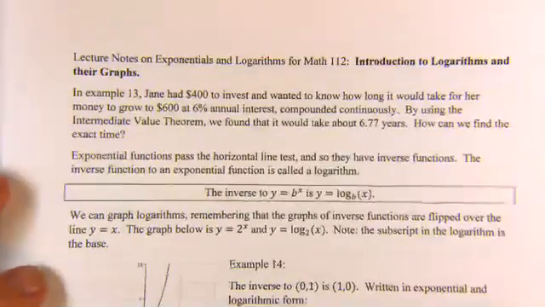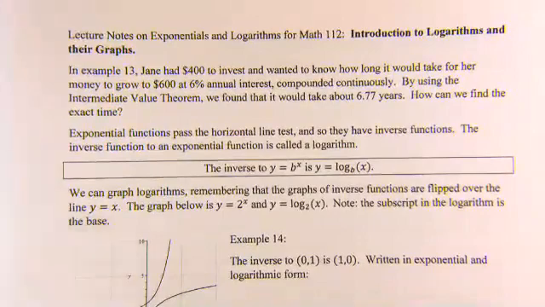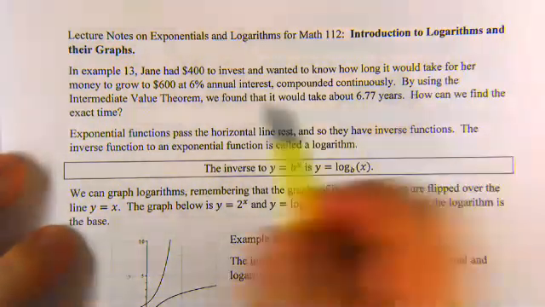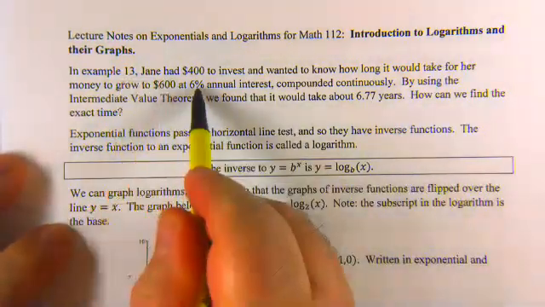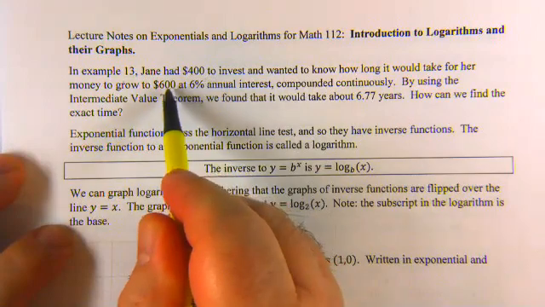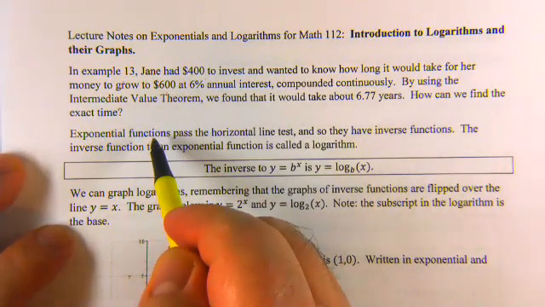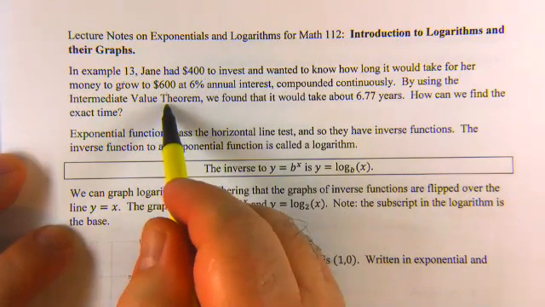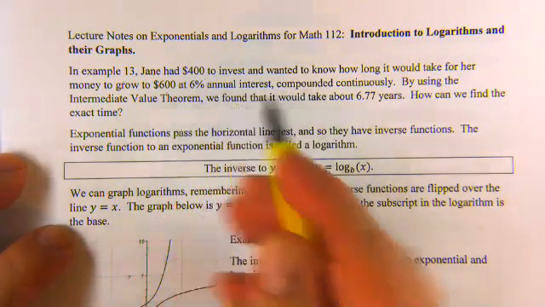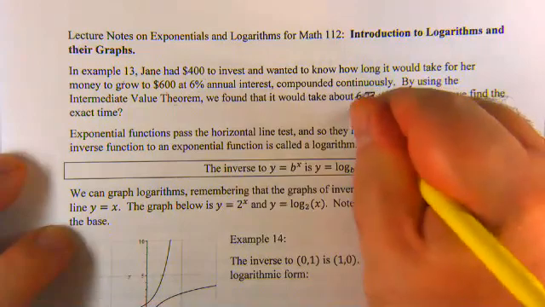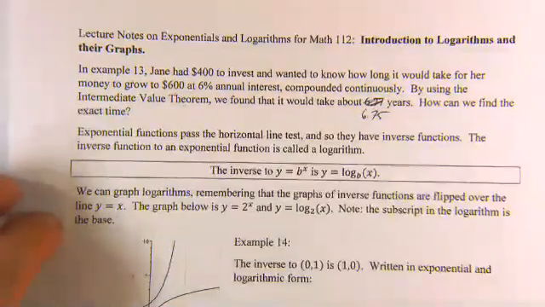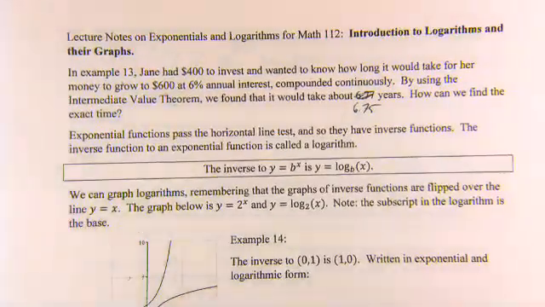Okay, continuing on, logarithms, right? We had an example 13 where Jane had $400 to invest. She needed to know when it would grow to $600 at 6% annual interest, compounded continuously. By using the intermediate value theorem, we found that it's about 6.75 years. But how can we find the exact time?